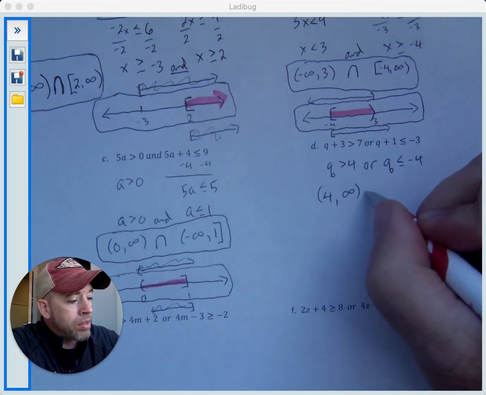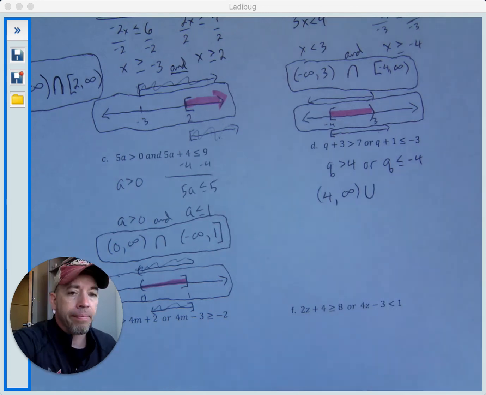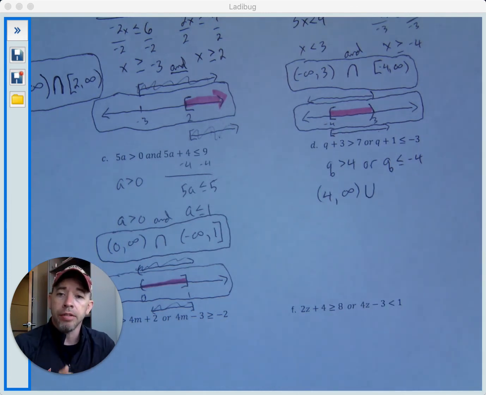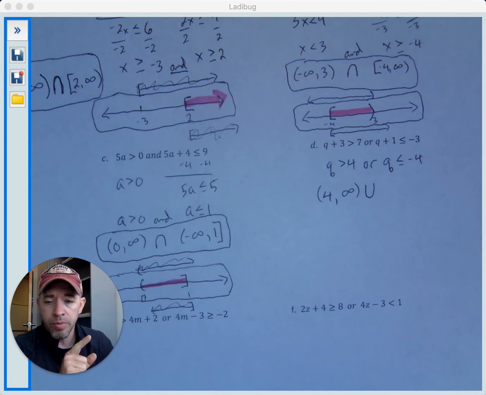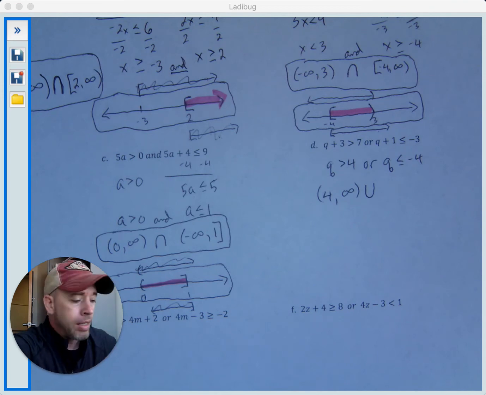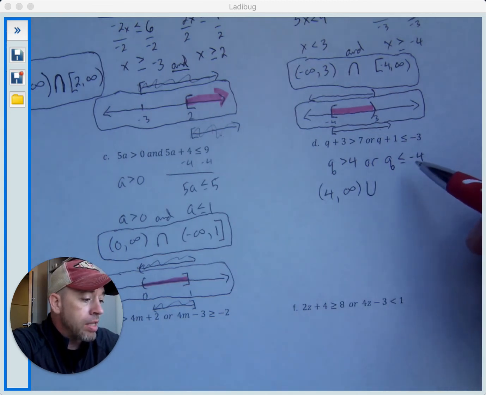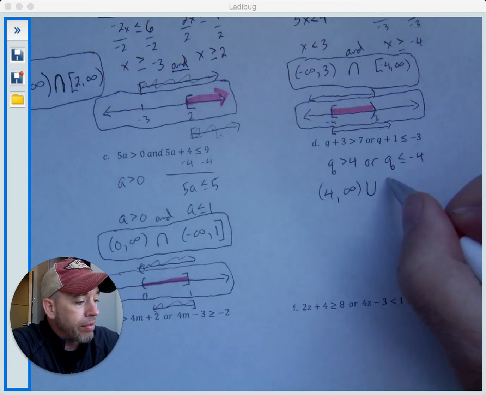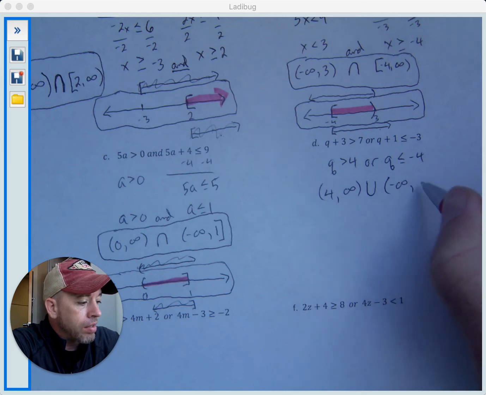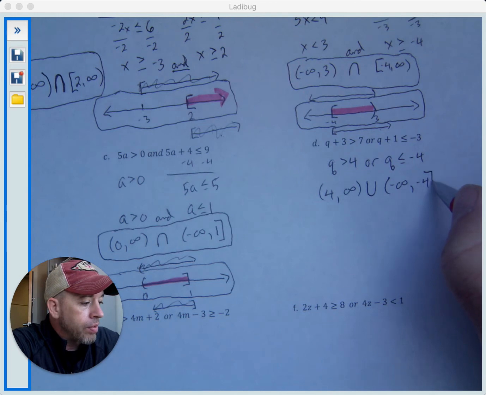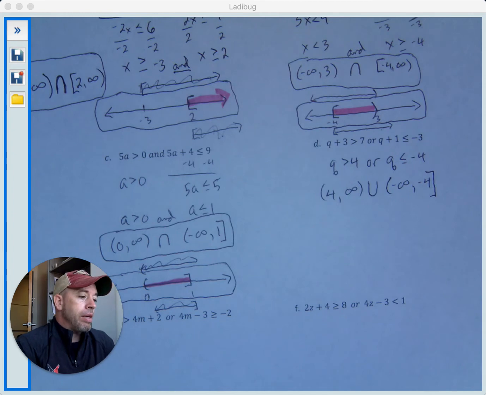Or we're going to use the union symbol, okay? Which is a regular U basically. And that symbol will be available to you in the MyLab toolpad. And then we also have Q is less than or equal to negative 4, so we would have everything from negative infinity to negative 4. And we have a bracket with the negative 4, right? Alright, everything greater than 4, everything less than or equal to negative 4.